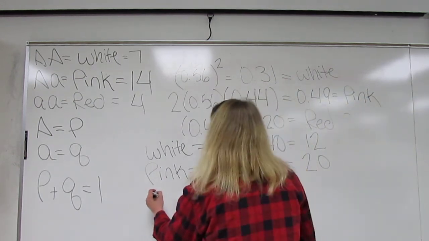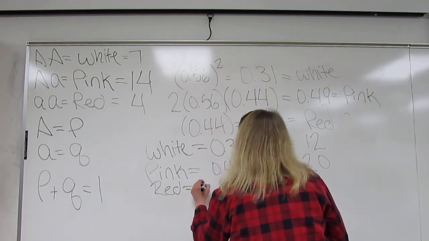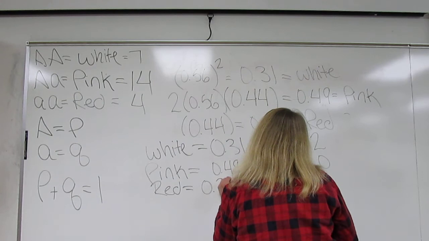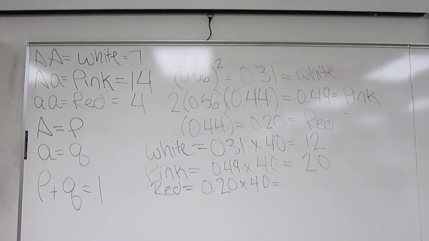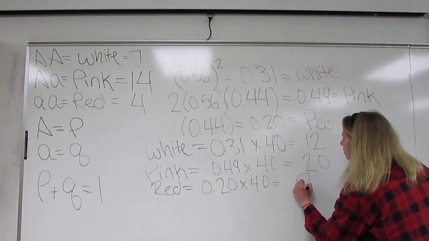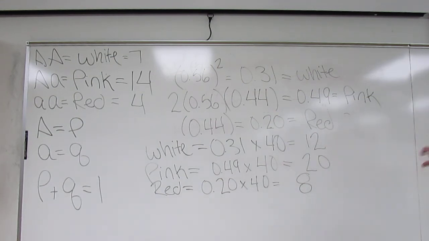And lastly, red is going to equal 0.2 times 40. This gives us 8. And notice if we were to add up 12 and 8 and 20, we should get 40 individuals for our new population. So our new population is going to be comprised of 12 white individuals, 20 pink individuals, and 8 red individuals.